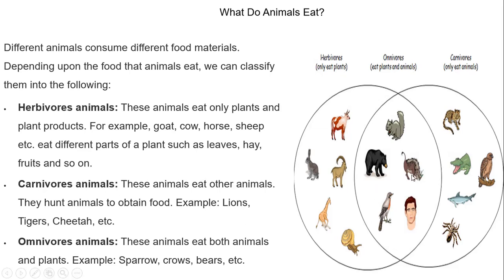Next is the omnivore. They eat both plants and animals. A few examples are sparrow, crow, bear, etc.